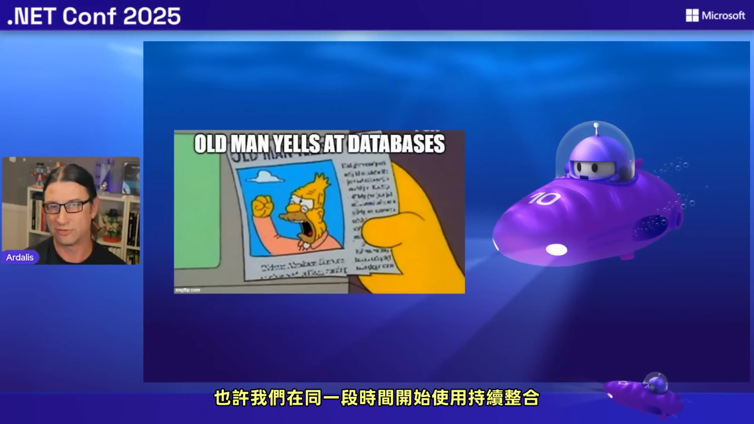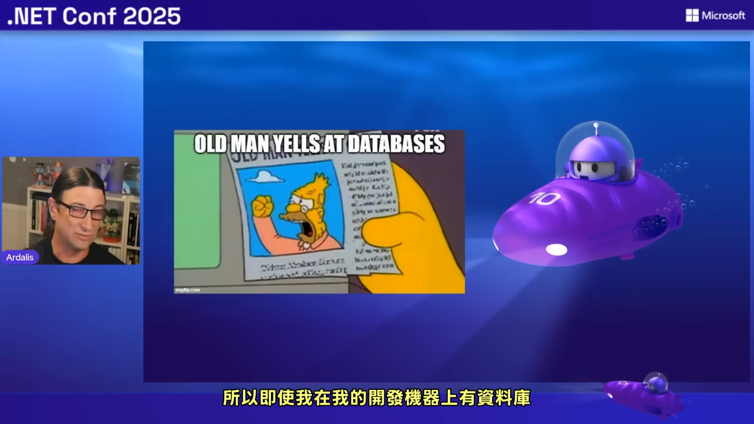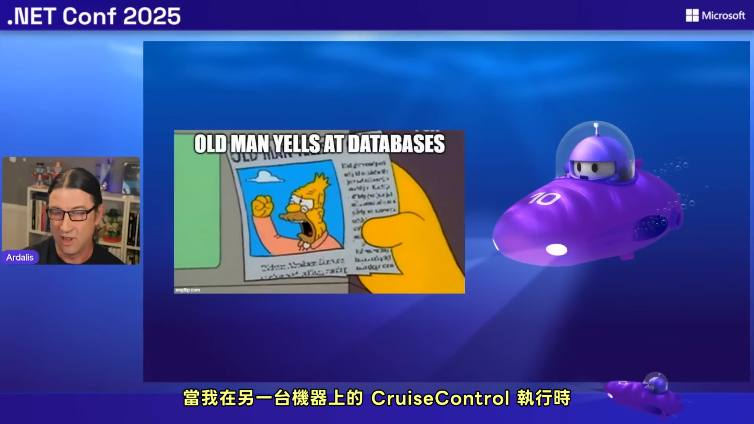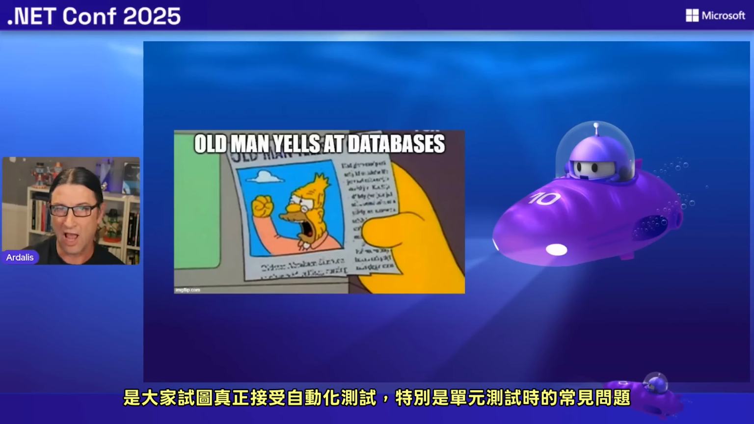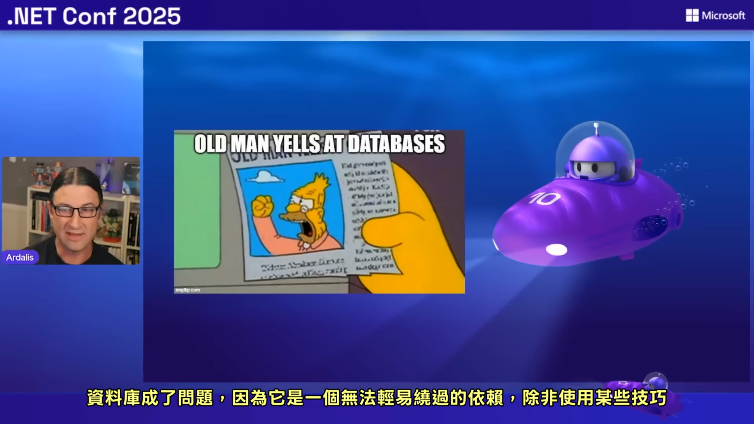Maybe we're starting to use continuous integration around that same time. So now even if I do have a database on my dev machine, when I run that on CruiseControl on a separate machine that's going to be my build server, right, it maybe doesn't have a database, or it needs a shared database. And so these were common problems as folks were trying to really embrace automated testing and unit testing in particular. The database was a problem in that it was this dependency you couldn't easily get around without certain techniques.